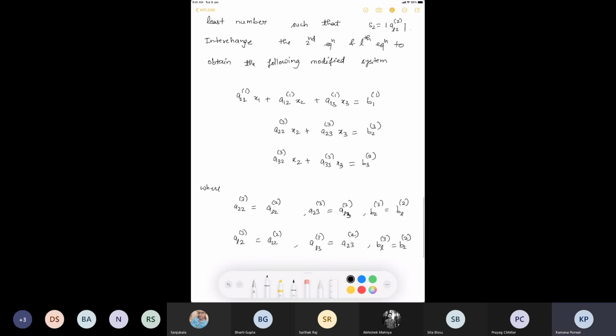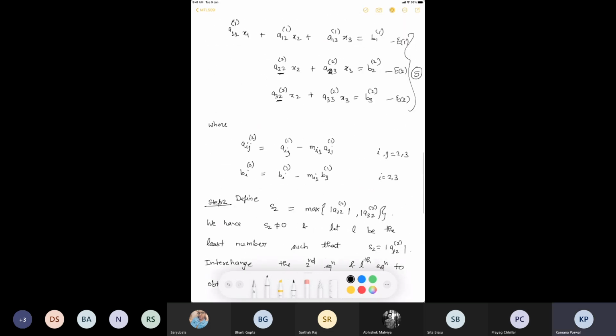So for example, if L is equal to 2 itself, that is, if you take the maximum of A22(2) and A32(2), and it occurs at the second row, if A22 is bigger in magnitude than A32, then there's no change happening in the system. You can directly apply the elimination step for x2.